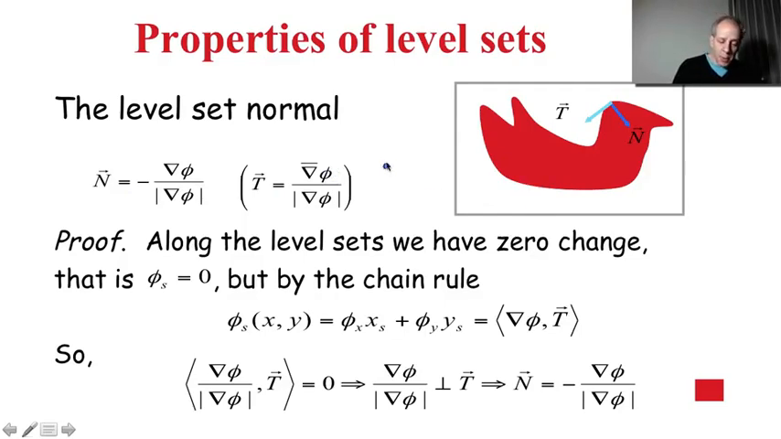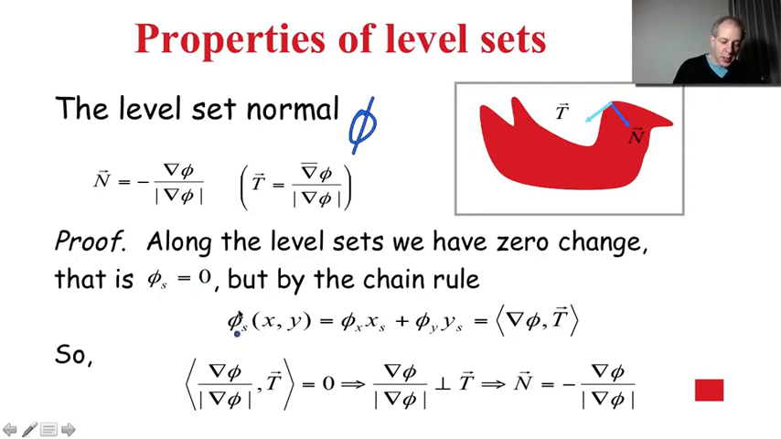So remember, we have the function phi, and all the points that belong to the curve is where phi is equal to 0. So along the curve, phi is not changing. It's always 0. When I travel the curve, it's always 0. Then the derivative of the function along the curve, along the arc length, because I'm traveling along the curve, is equal to 0. Let's compute that derivative.